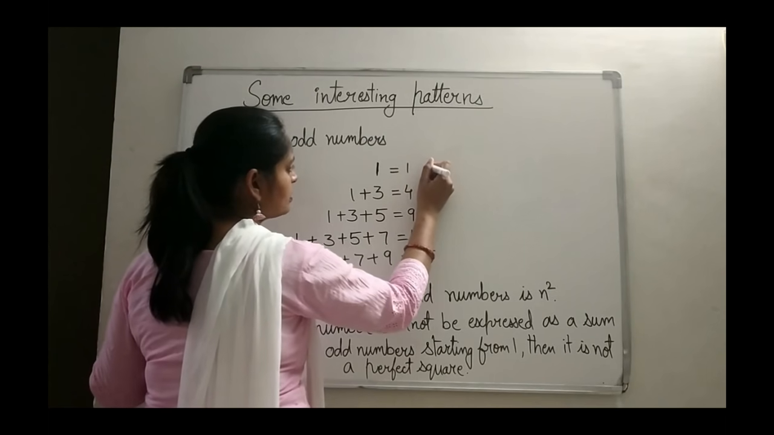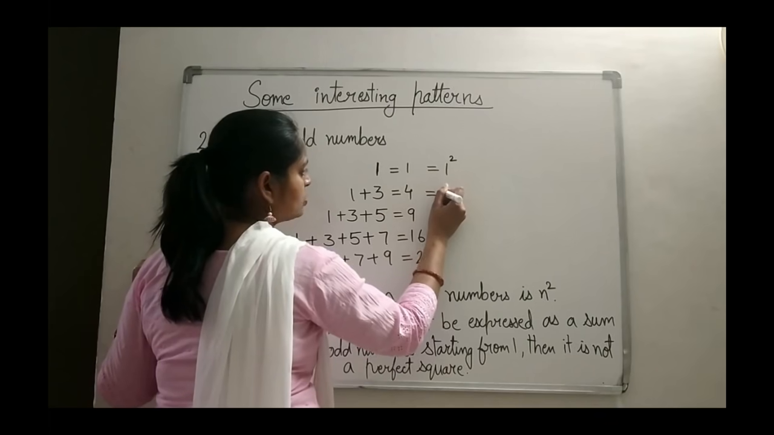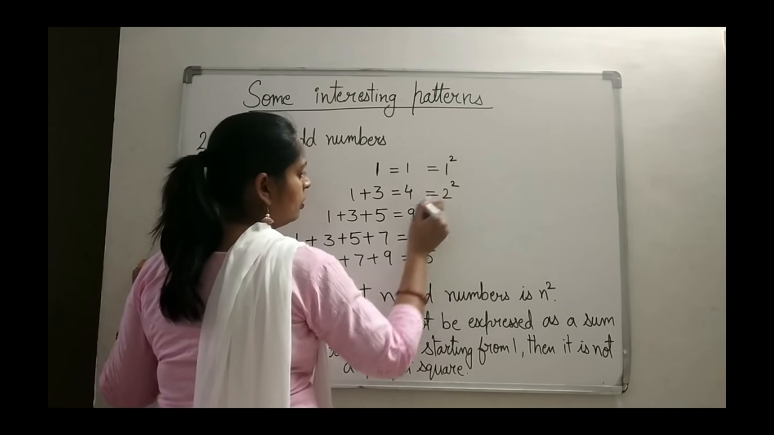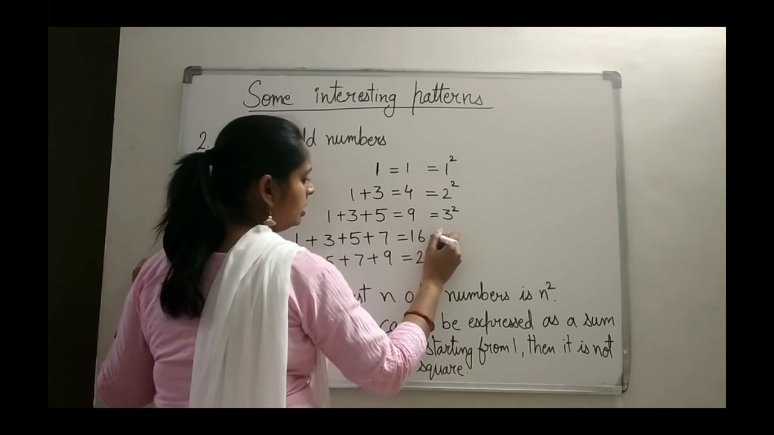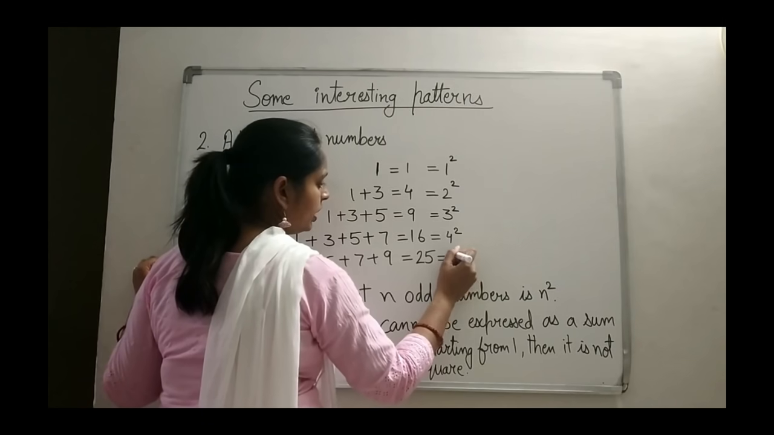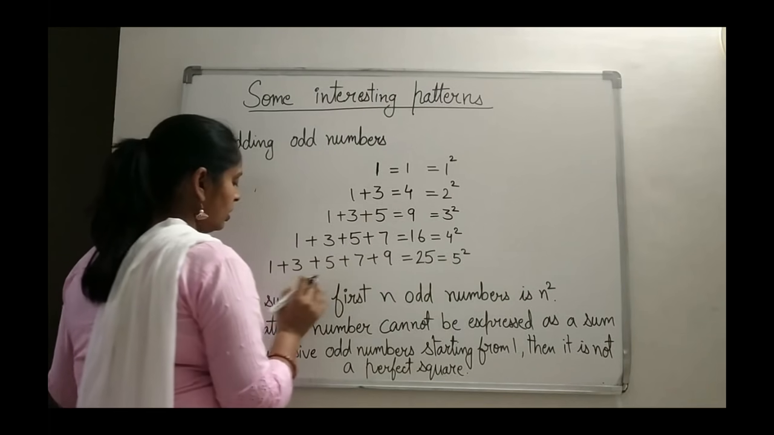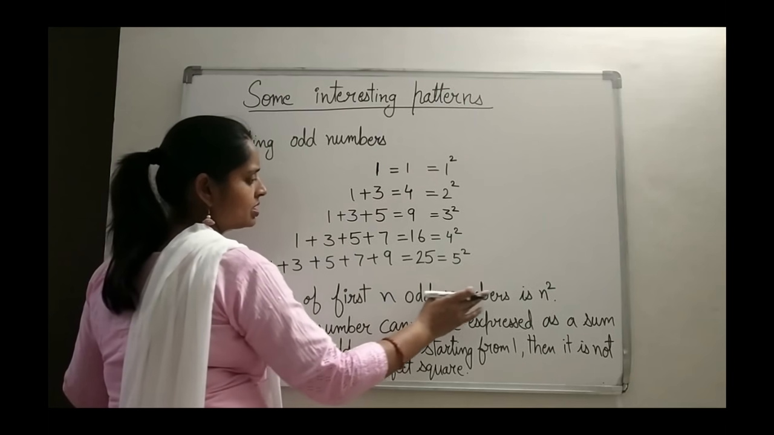What is 1? You can say that it is the square of 1. What is 4? It is the square of 2. What is 9? It is the square of 3. 16 is the square of 4. And 25 is the square of 5. Right? So, what this pattern is telling you: the sum of first n odd numbers is n square.